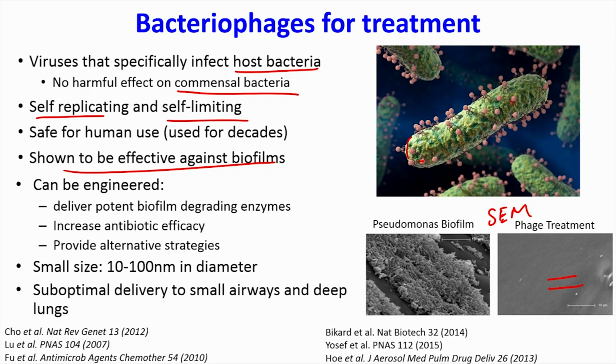Other things is, like any other viruses or any other genetic material, they can be engineered. So you can put other enzymes into these bacteriophages also to increase their potency. They can increase even antibiotic efficacy, so you can use them as a co-delivery with antibiotic, or you can use some alternative strategies also. However, one challenge is their size is fairly small, about 10 to 100 nanometer in diameter, and if we are looking at dry powder delivery to the patient, which is much more compliant, they do not really go to the deep lungs.